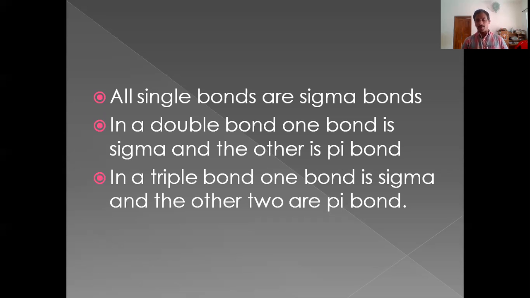In a double bond, one bond is a sigma bond and the other bond is a pi bond. And in a triple bond, one bond is a sigma bond and the other two bonds are pi bonds.